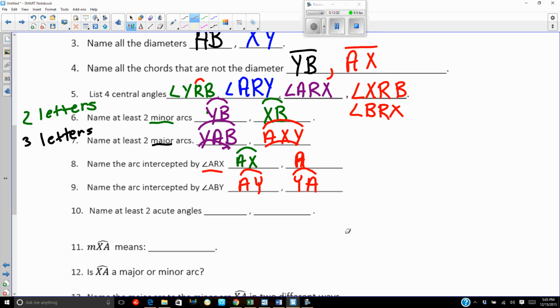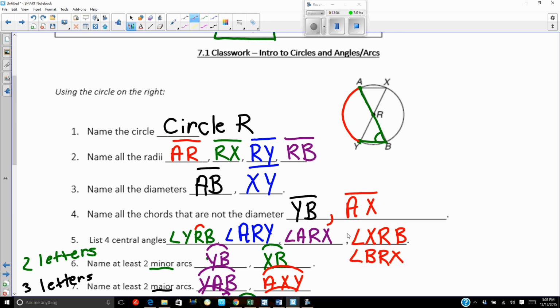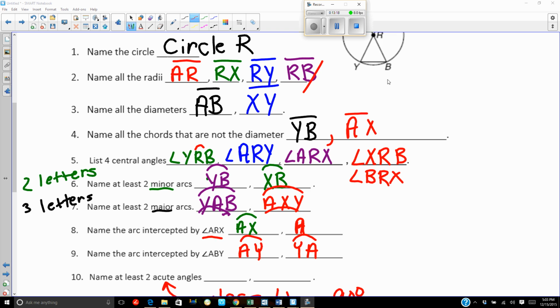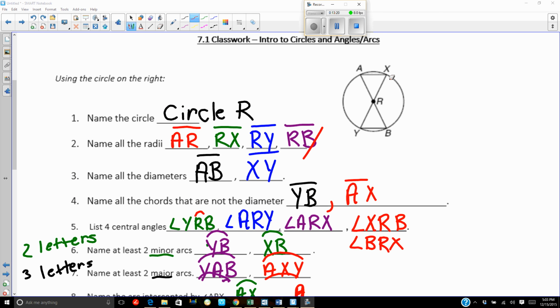The last question just says name at least 2 acute angles. Acute just means less than 90. So we need to find 2 angles that are less than 90 degrees. So that should be pretty easy. We can get that by just looking at the diagram. So an angle that's less than 90 degrees looks like, let's pick a different angle.